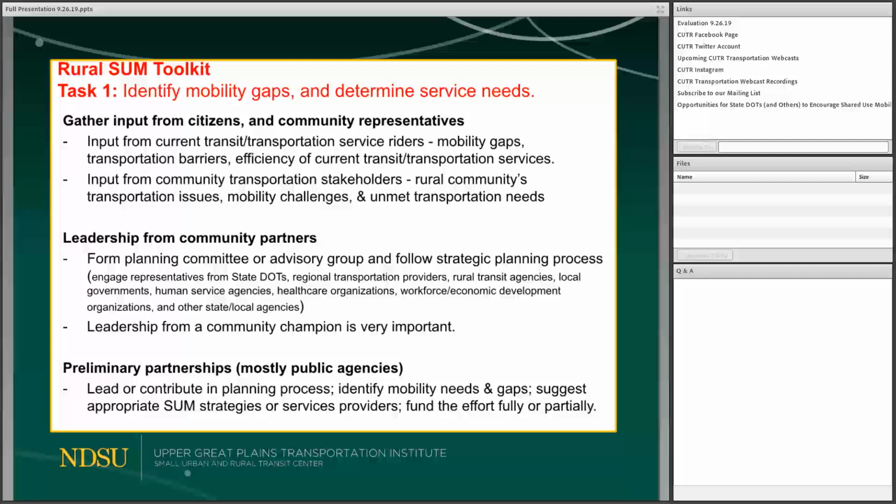Community partners could form groups such as a planning committee or advisory group and follow a strategic planning process to come up with an idea or better strategy to meet the mobility needs through technology-enabled shared use mobility practices. For this strategic planning process, rural communities can engage multiple entities ranging from state DOTs and rural transit agencies to human service agencies and such.